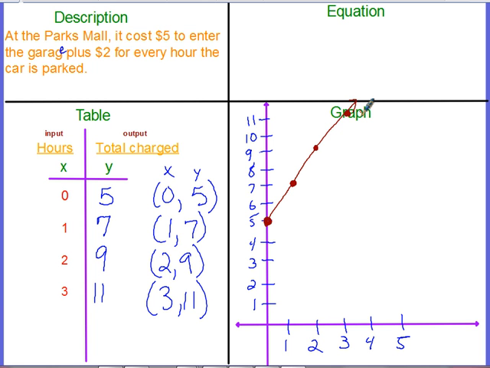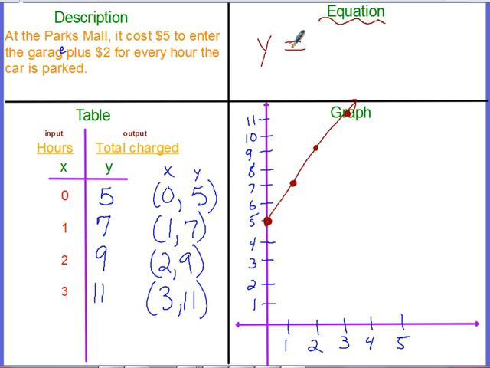Okay, so I have represented my verbal description with a table of values and a graph. The last thing I need to do is write an equation. Again, this is the part that's going to be pretty new for us. We're always going to start our equations with y equals, okay? Our dependent variable, we're going to set that equal to everything else, because this is what's going to depend on everything else.